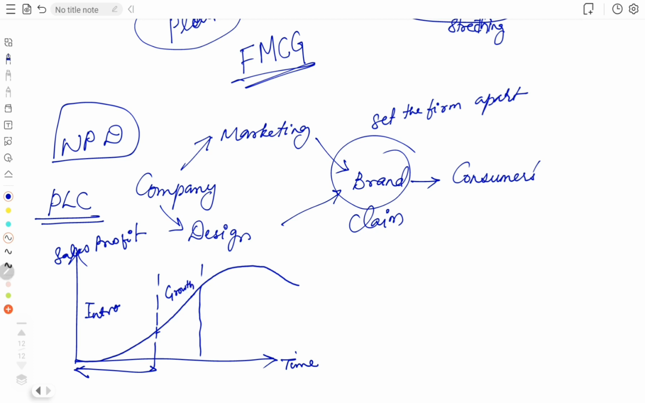And as the firm grows and grows and grows, it will finally attain a stage of maturity or saturation, where you will not find much improvement in your sales profit. And eventually, there will come a time when the market is saturated with your products and it will start declining. Okay, and every product introduced so far has gone through this life cycle, and it will go through this life cycle as well.